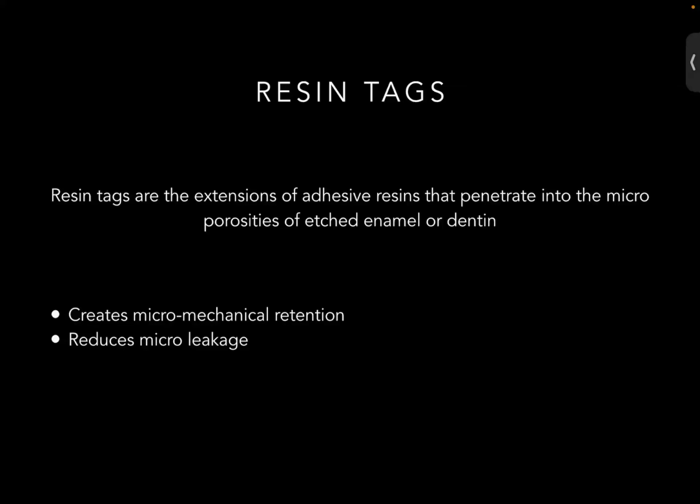Now I mentioned resin tags earlier. They are basically the extensions of adhesive resins that penetrate into the microporosities of etched enamel or dentine. You remember when I said that when you etch the tooth surface, there are small microporosities which are formed. That is where the bonding agent flows and a resin tag is formed. This creates micromechanical retention and again, obviously, reduces micro leakage.